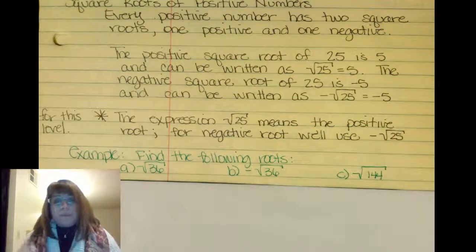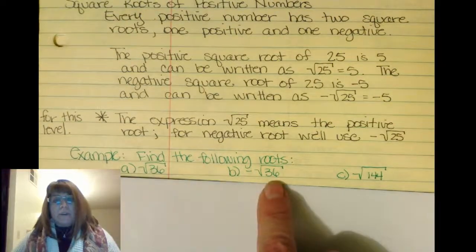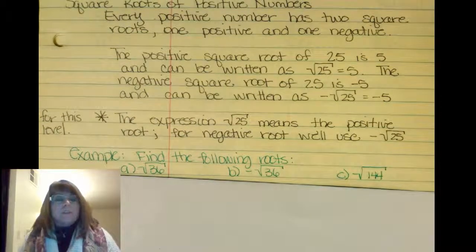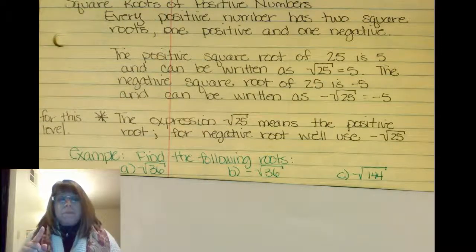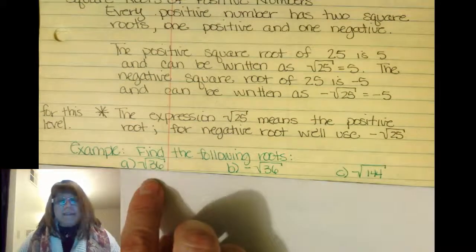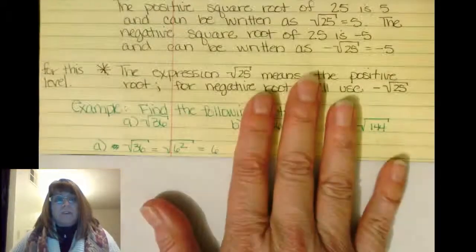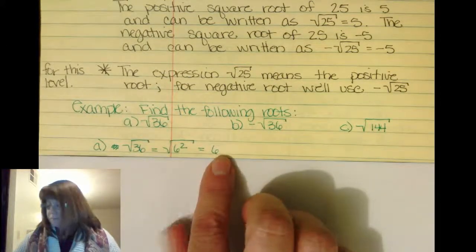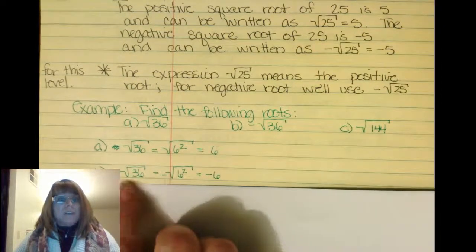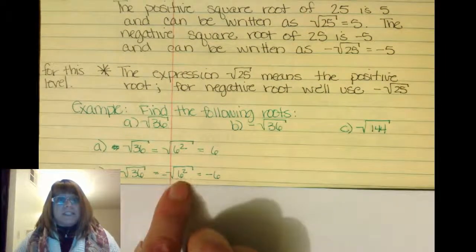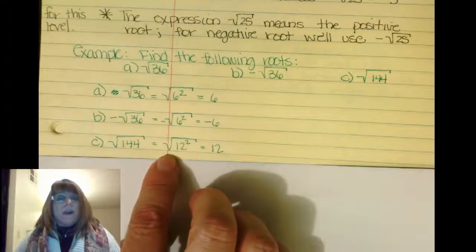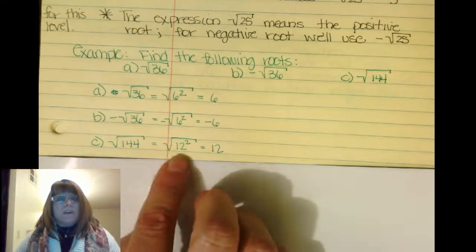So let's find the following roots. The square root of 36, the negative square root of 36, and we'll do the square root of 144. So think about a number which, multiplied by itself, will equal 36. Well, that's 6 squared, so our answer is 6. So the square root of 36 is 6. The negative square root of 36 is the negative square root of 6 squared, therefore it's negative 6. And lastly, the square root of 144, we can write it as 12 squared, so the square root of 12 squared is 12.